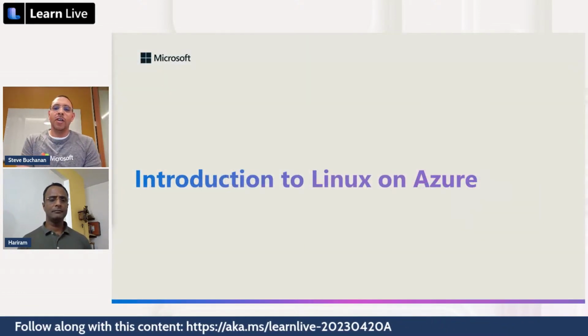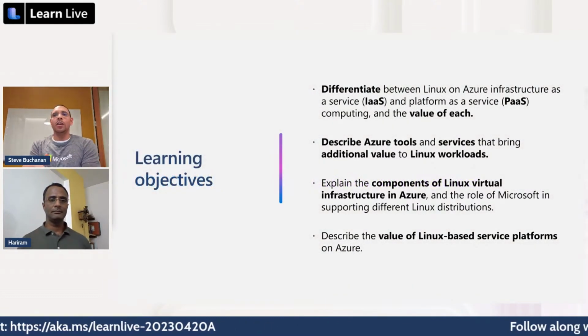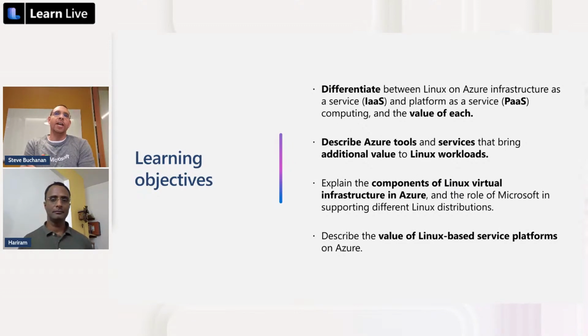I'm going to cover Linux on Azure, and these are the objectives that are a part of that Learn module. It's really about understanding the differences between IaaS and PaaS when you're running Linux on Azure, as well as the value of each. The next objective is describing the Azure tools and services that can add value to your Linux workloads when they're running on Azure. Then also looking at the components of Linux's virtual infrastructure on Azure, and the role that we play in the different distributions in that Linux world, and describing the value of Linux-based service platforms on Azure.